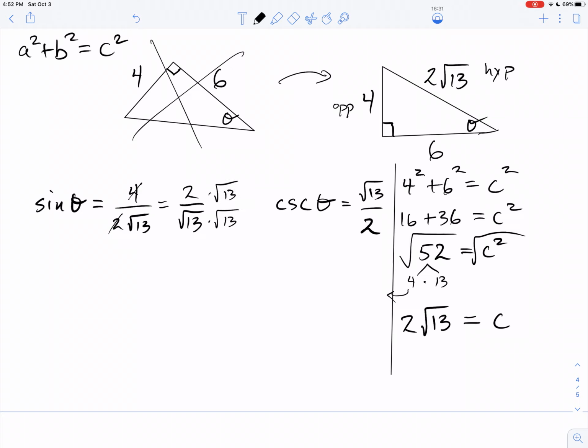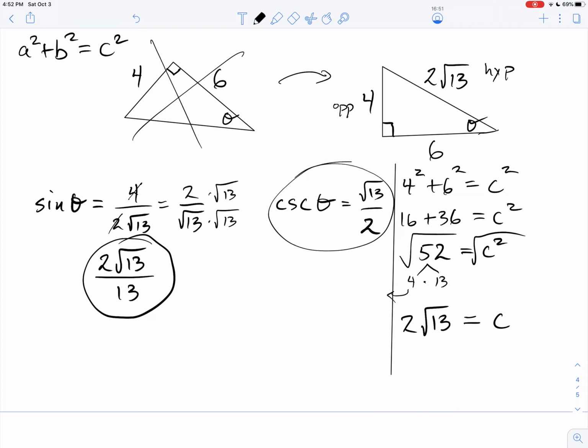And then what would my sine answer be? My sine answer should be 2 rad 13 over 13. That is where trig gets fun. You have to be very, very polite. So that would be the sine answer, but guess what? The cosecant's already done. I got it because I took a second to pause and write the answer out.